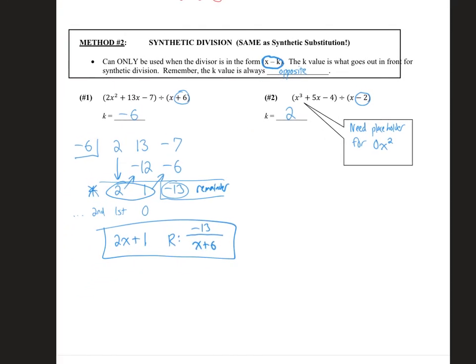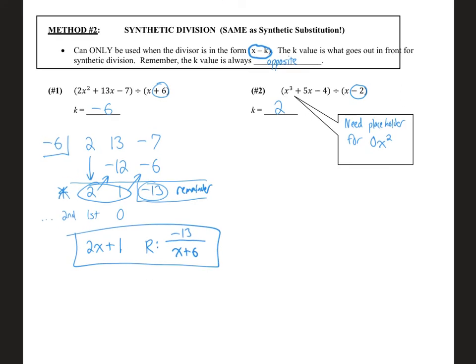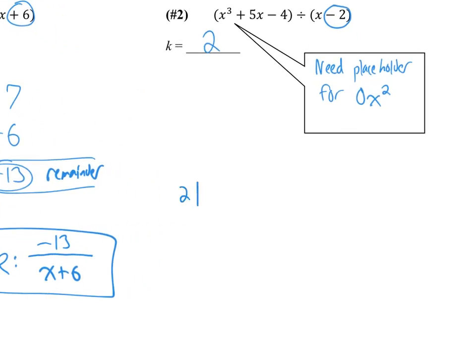See if you can try this next example on your own, see how you do, and then otherwise just stick around. We'll go over it in a second. Okay, so we have 2 as our k. Let me zoom in a little bit. And then we got to put our coefficients. What's in front of x to the third is a 1. Then we had 0 for x squared. We had 5 for x. And we had negative 4 for our constant.